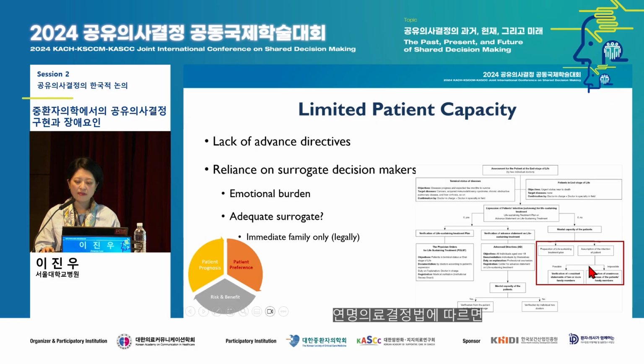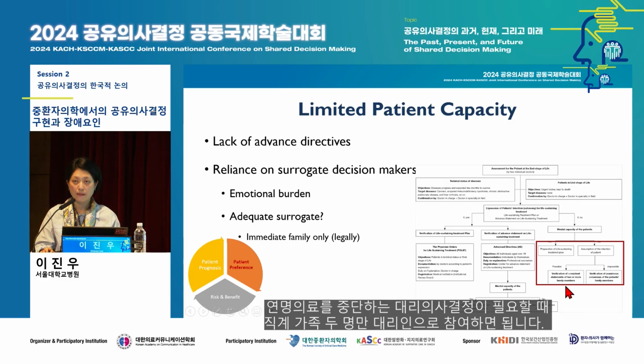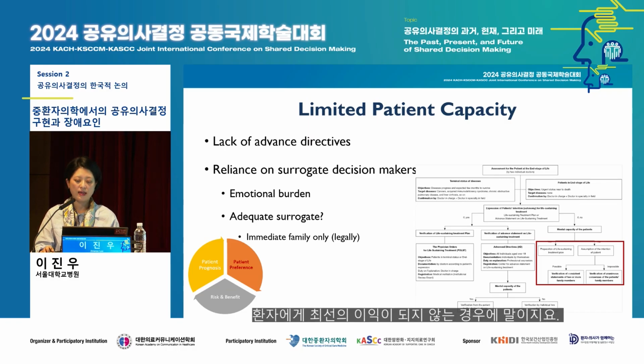So here, by the well-dying law, you can see that if you know the patient's preference, you only need two immediate family members to agree to withdraw life-sustaining treatment if it's not in the best interest of the patient. But if you don't know the patient's preference, unanimous agreement among all immediate family members is mandated, which is not a very easy thing to do.